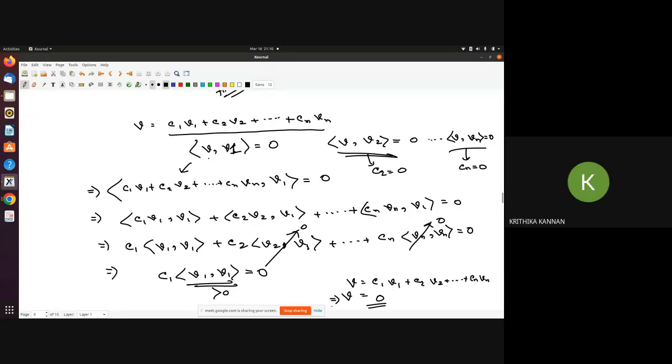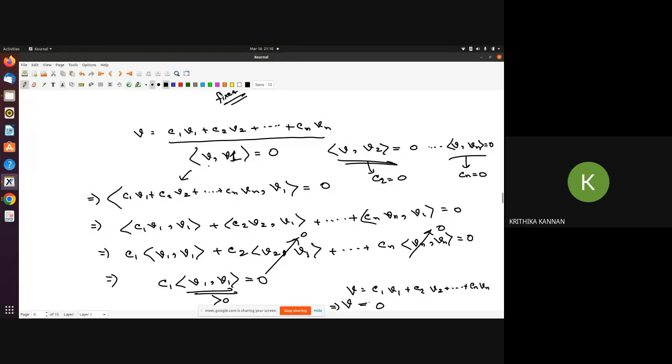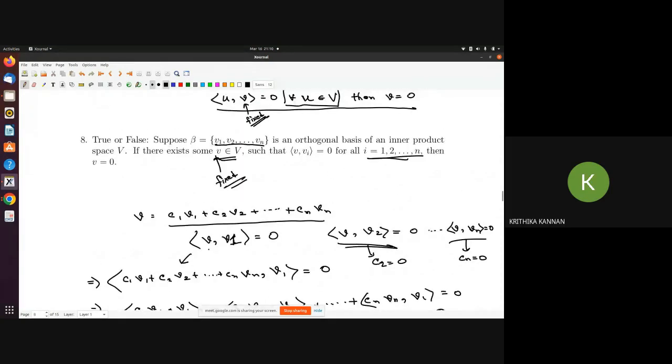You can also get it by virtue of the orthogonal basis being linearly independent, so the 0 vector can only be obtained if all the ci's are 0. But you are proving that v is 0, so you can't use that to prove the same. Makes sense. Is it clear to everyone?